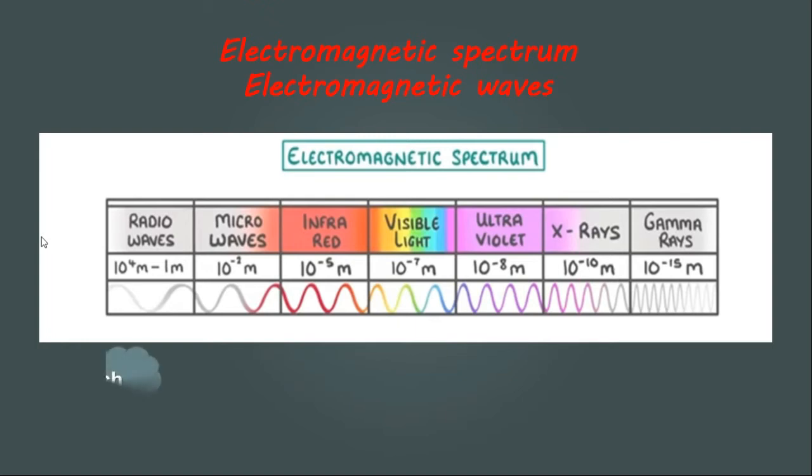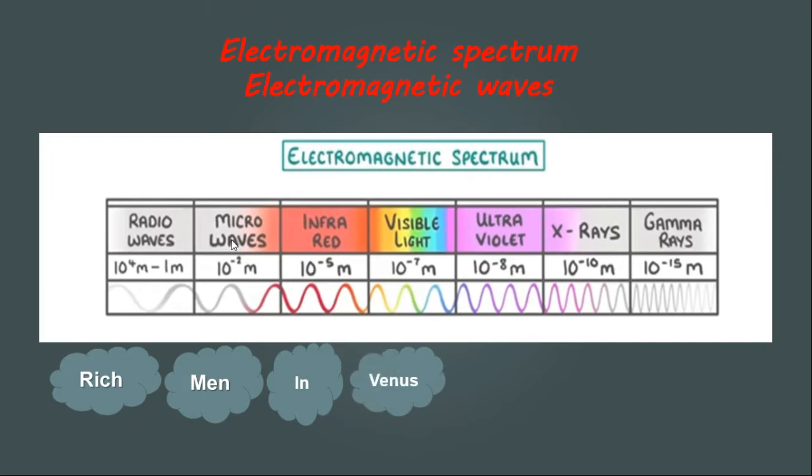Let's start. The first word in the sentence is Rich. The first letter of it is R, for radio waves. Rich men, M for microwaves. In, I for infrared. Venus, V for visible light. Use, U for ultraviolet. X-ray, for X-rays. Guns, G stands for gamma rays.